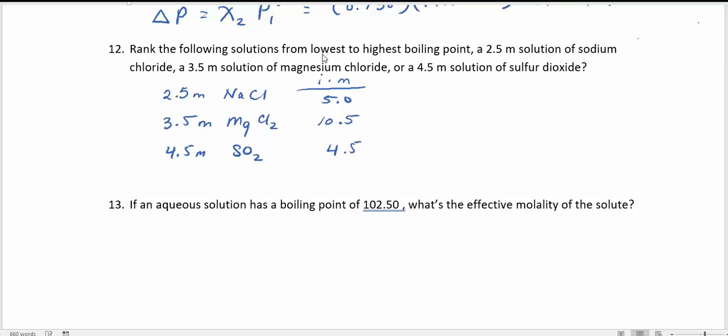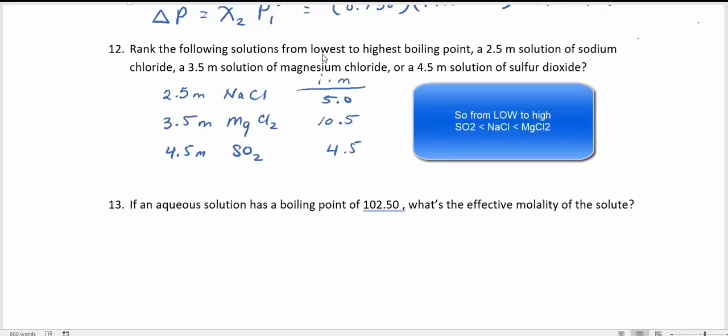So the highest boiling point is going to be the magnesium chloride, so that's number 1, and number 2 is the sodium chloride, number 3 is the solution with sulfur dioxide.